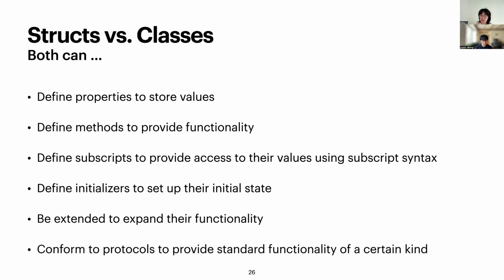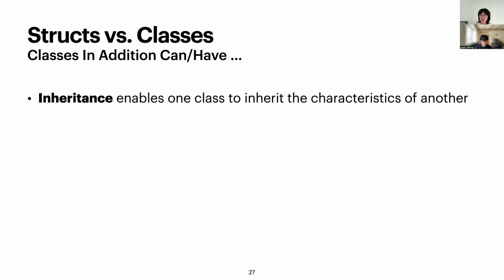But classes in addition have some extra capabilities. They support inheritance, type casting, deinitializers, and also ARC, which is automatic reference counting. You do not have to master all of those today, but you should know that classes come with more machinery and therefore more overhead.